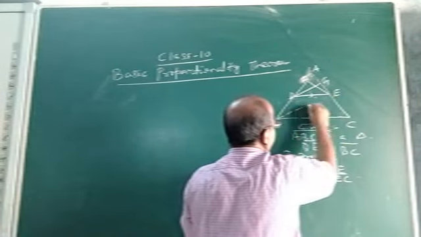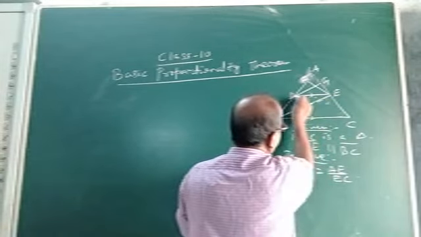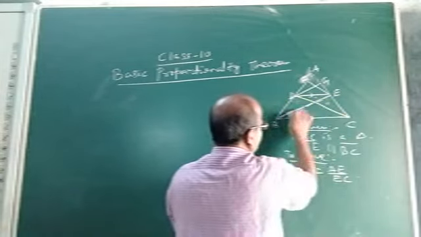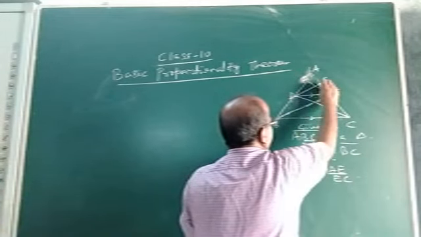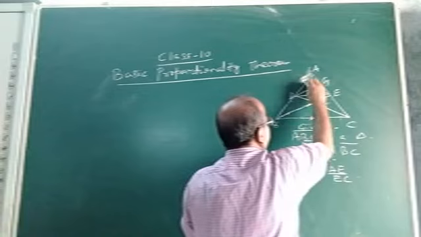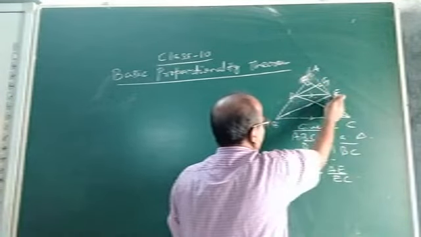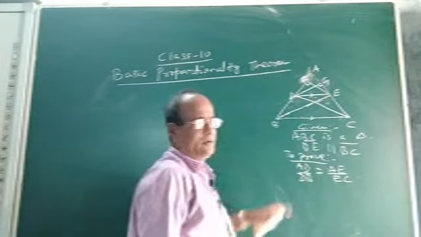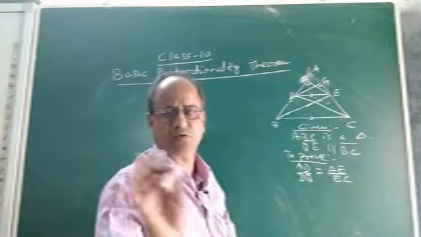Join DE, and join BE and DC. This is a 90 degree perpendicular and this is also 90 degrees. Draw DG perpendicular to AC and draw EF perpendicular to AB. Then join BE and CD. This construction you need, otherwise you cannot do it.